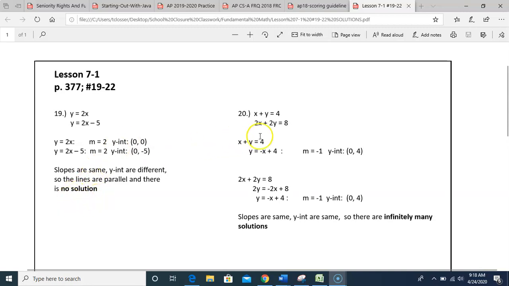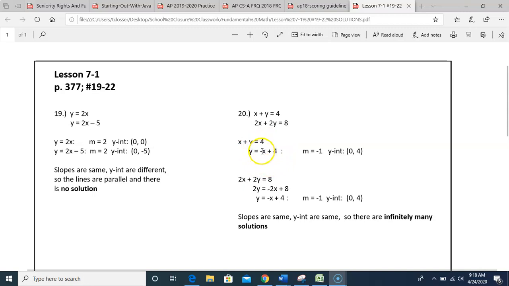Let's look at number 20. Here's our system of equations, but these equations are not written in slope-intercept form. They're both in standard form. So before we can pull out the slopes and the y-intercepts, we have to rewrite these equations in slope-intercept form. So let's start with the first one. We have x plus y equals 4. We subtract x from both sides, and we get y equals negative x plus 4. So it is now in slope-intercept form.